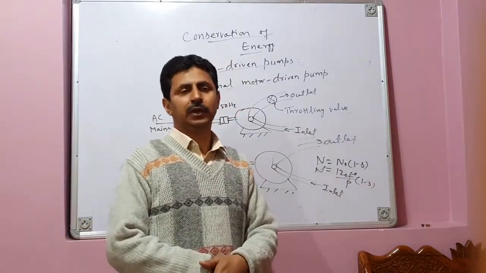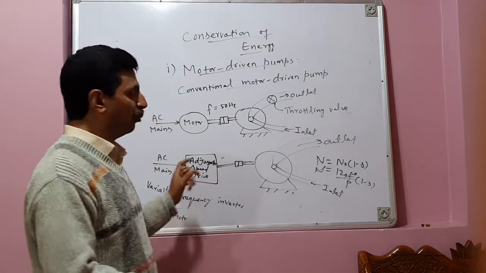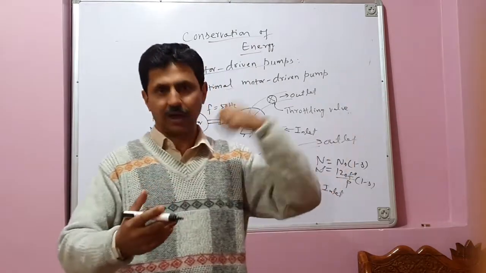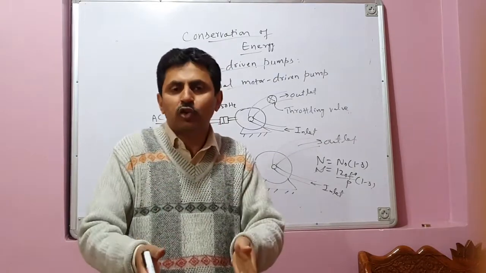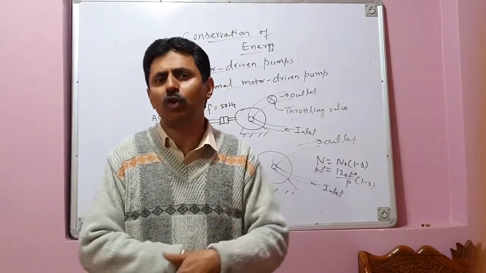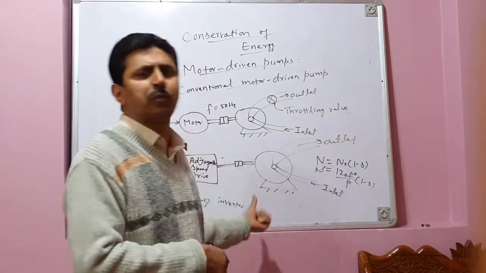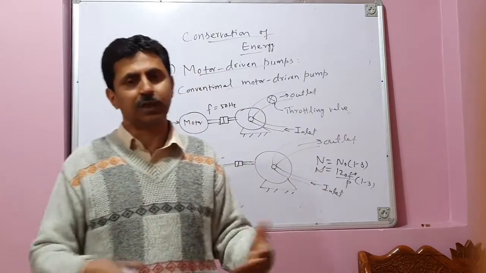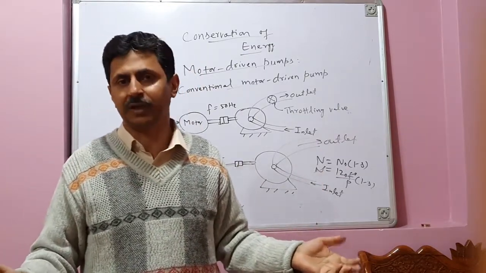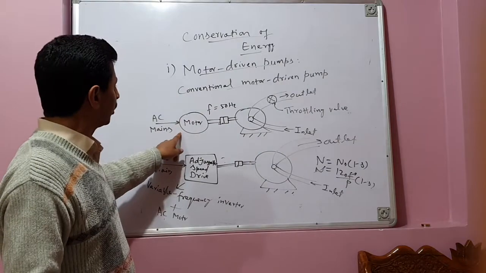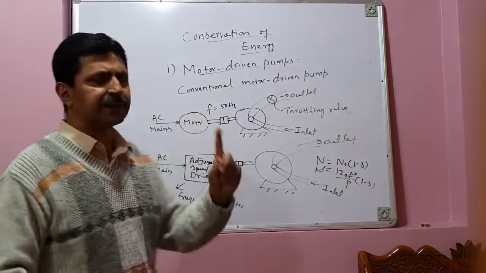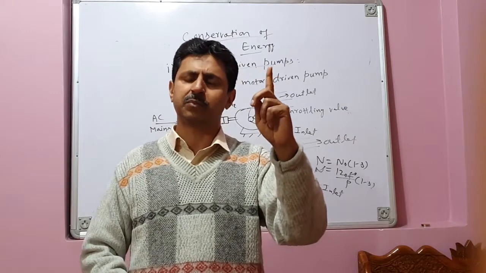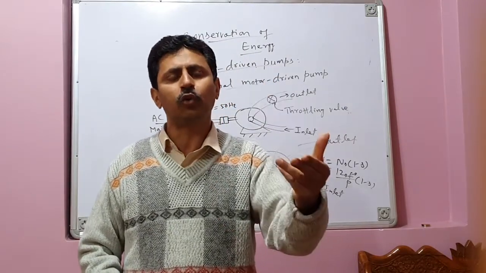Therefore, for high flow rate, the motor runs at high speed and draws large power, more power. And at low flow rate, the motor runs at low speed, and at low speed it draws less power from the source. So therefore, there is no wastage of energy. Whereas in the conventional motor-driven pump, irrespective of the flow rate, the motor was running at the same rated speed, and at low flow rate, it was wasting energy.